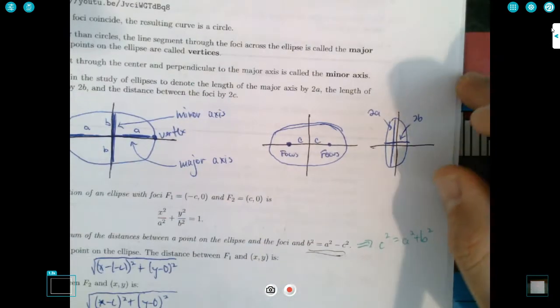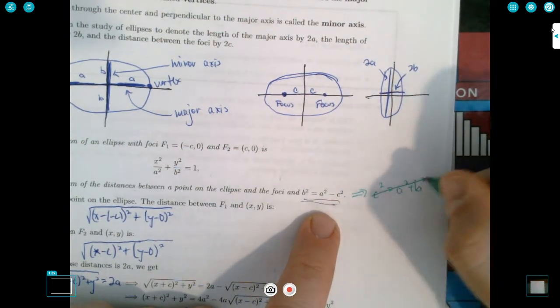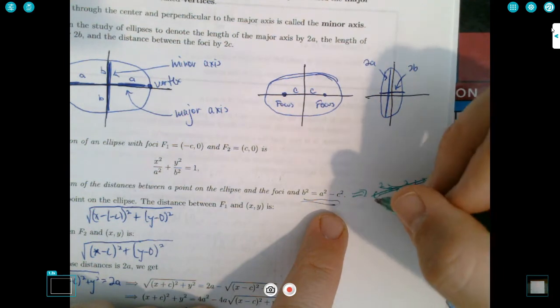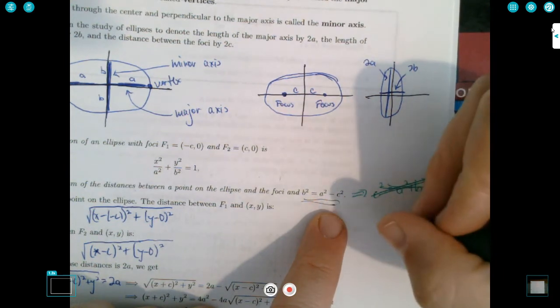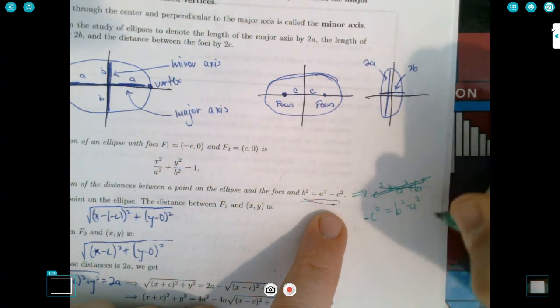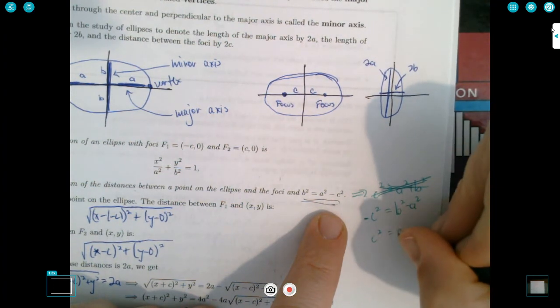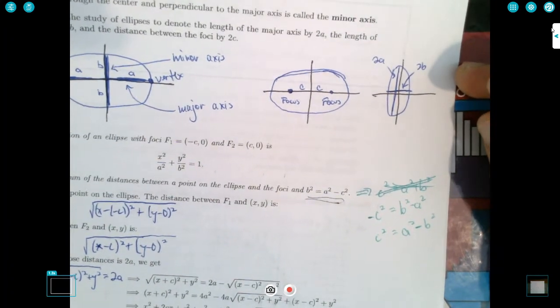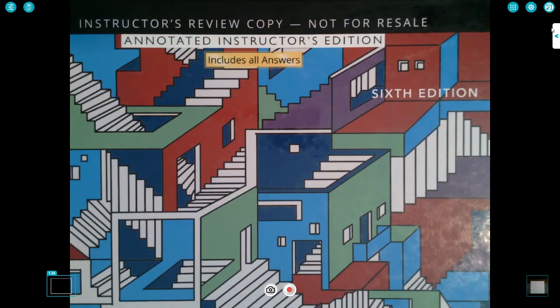No, that's not right. C squared. Negative c squared would be b squared minus a squared. So c squared is a squared minus b squared. My apologies, it should be minus. C squared is a squared minus b squared. Okay, so here we go.